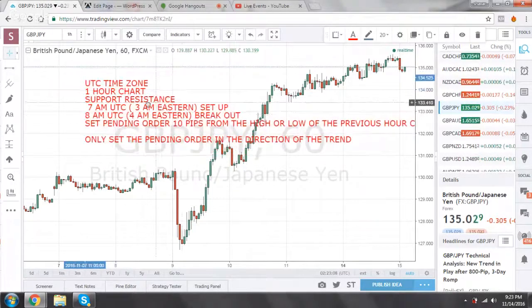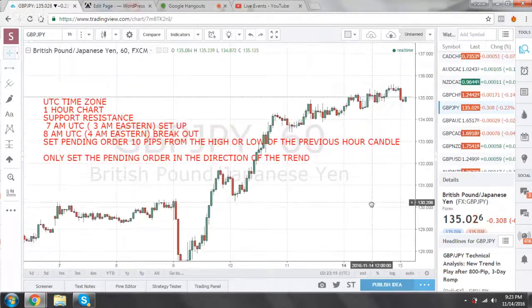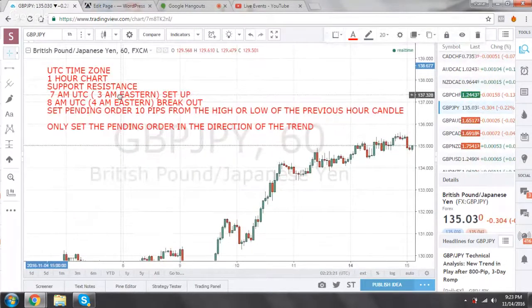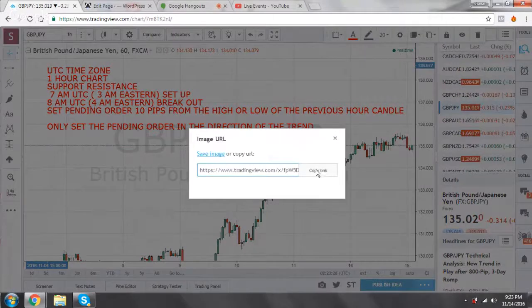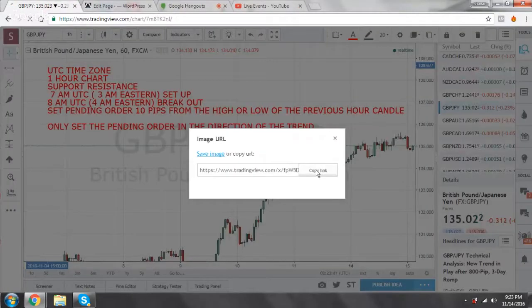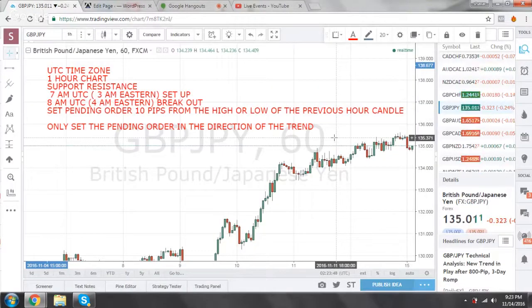All right, let's see if I can move this. Hold on. I'm actually gonna take a snapshot of this. I'm gonna put it in the Telegram group. All right. That's pretty much it. It's a very simple strategy. I'm telling you, guys can easily do 100 pips a day.